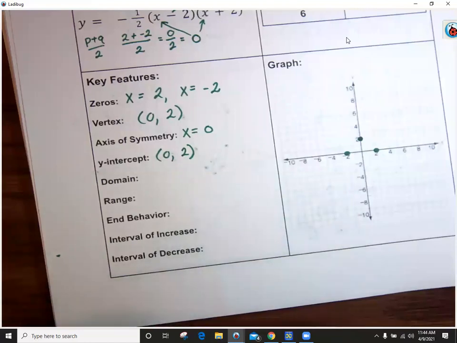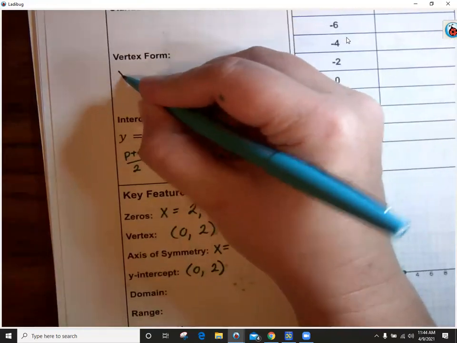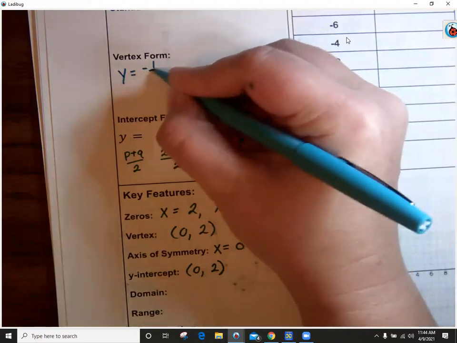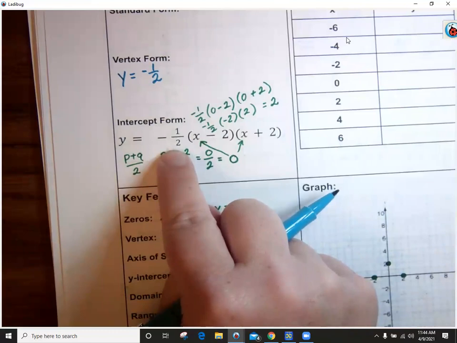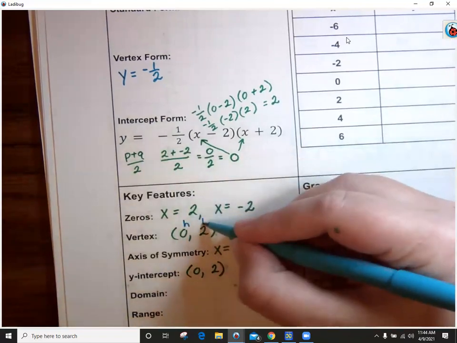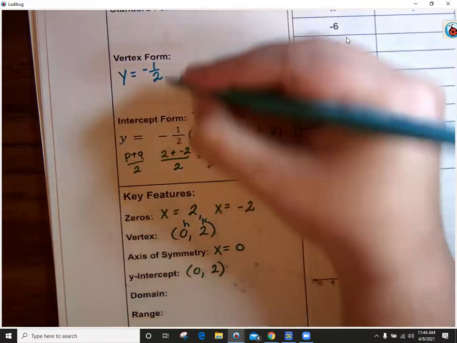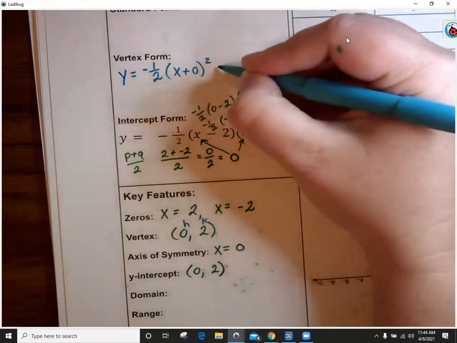Okay, and once you know the vertex, you can write the vertex form equation. It has to have the same a value as this one, so that's going to be -1/2. And then we would just plug in this vertex. This is going to be your h and your k. So we would have x plus 0 squared plus 2.